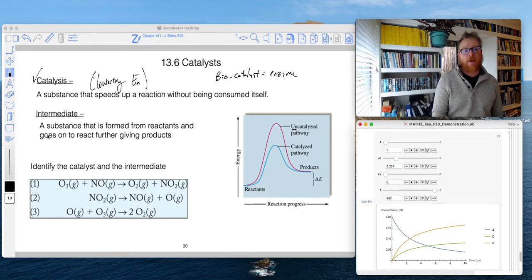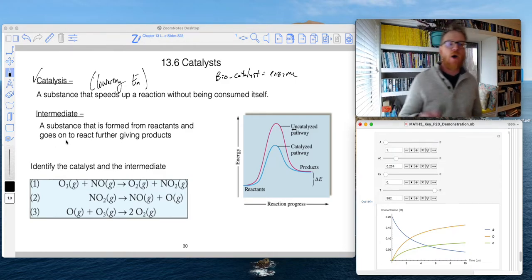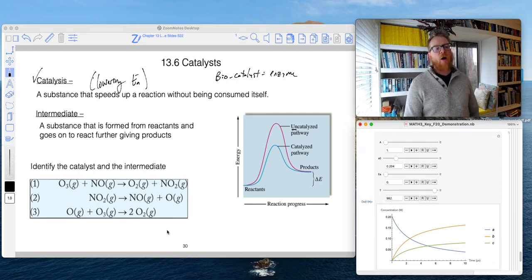So once again, I'll remind you, an intermediate is a substance that is formed from reactants and goes on to react further, giving products. So here now we have a three-step mechanism. And if we were to balance all of these reactions, we would find the total, global overall reaction. But now if we look at this, we realize when we start having these complex mechanisms, we're going to have a variety of catalysts and/or intermediates.